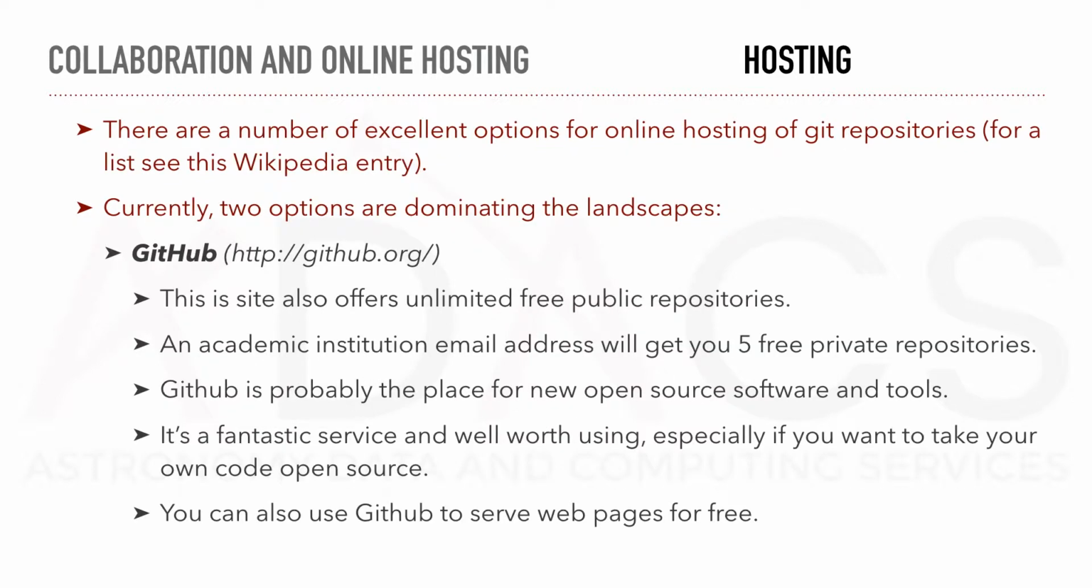GitHub also offers free unlimited public repositories. With an email from an academic institution, you will get 5 free private repositories. The main difference here is that GitHub will not limit you on the number of collaborators for your private repository. In addition, you can also use GitHub to serve web pages for free.